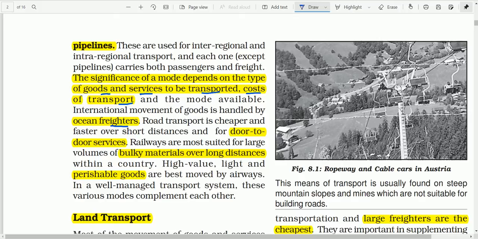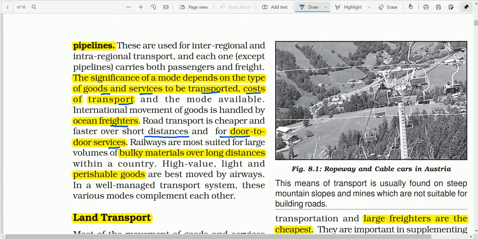Road transport is cheaper and faster over short distances, and for door-to-door services. So it tells again the importance or the advantage of road transport. Road transport is cheaper for short distances, and it also provides door-to-door services.